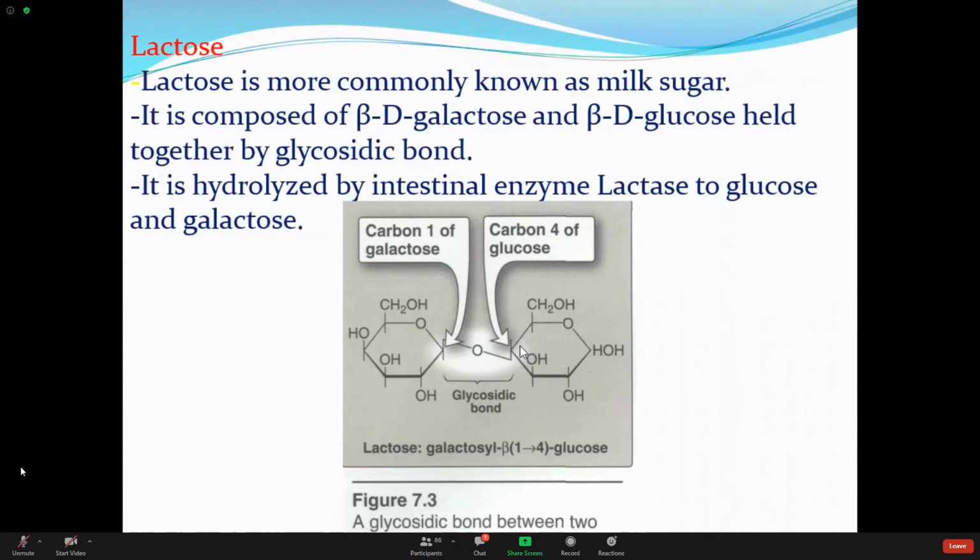Now you can see the bonding is happening between number 1 carbon atom of galactose and number 4 carbon atom of glucose. This is number 1, 2, 3, and 4. I have not written it here, but it is number 1 and number 4. That's why this particular glycosidic linkage, or glycosidic bond, is called a 1,4 glycosidic linkage.